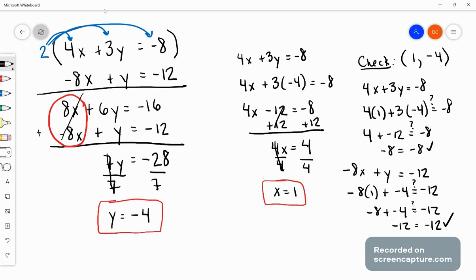Okay, so like I said, another time we had done the substitution method. This time I did the elimination method. And you can see either one works. You use what you feel more comfortable with, what you think might be easier for you in that particular example.